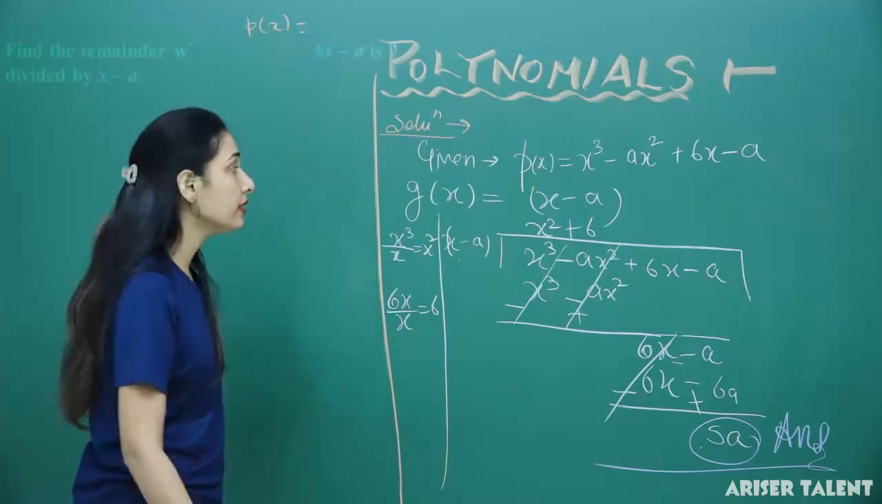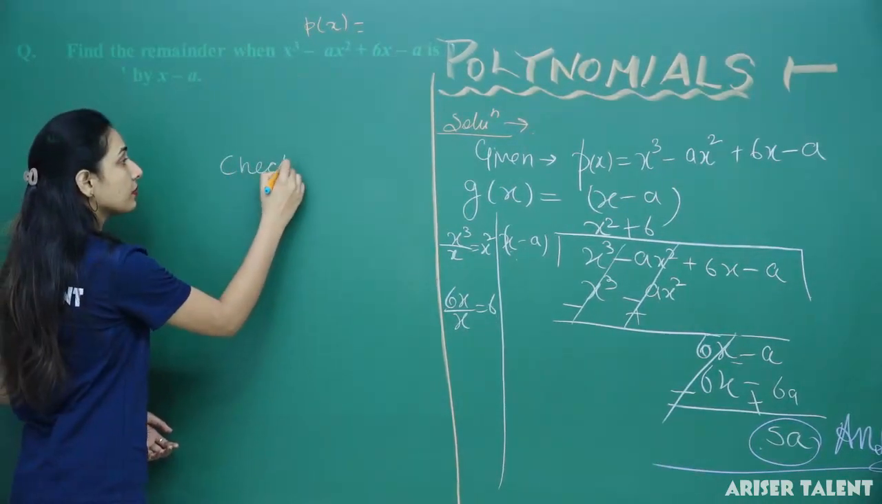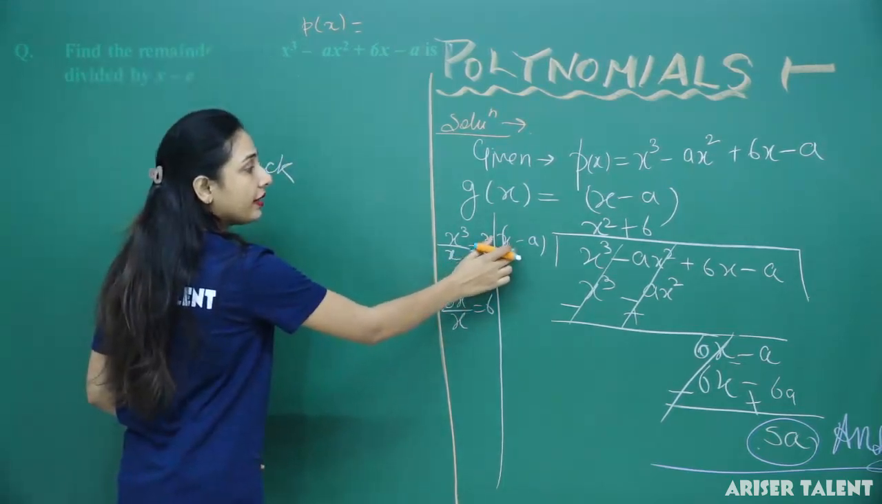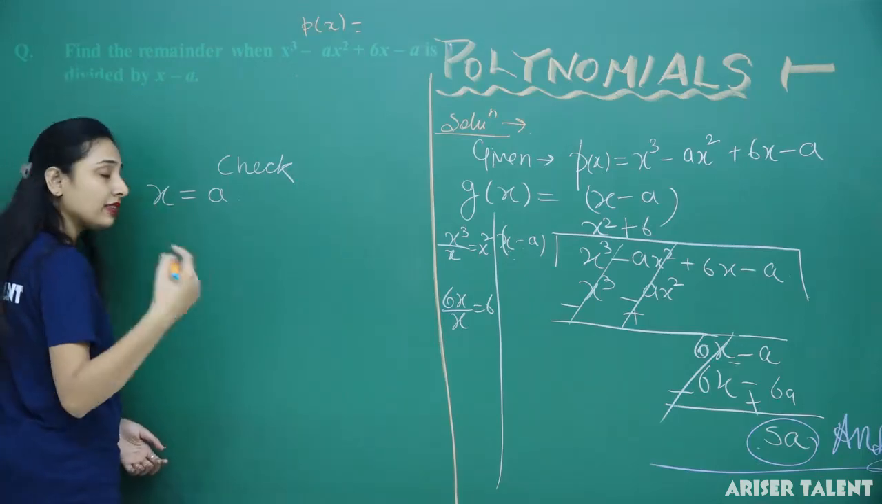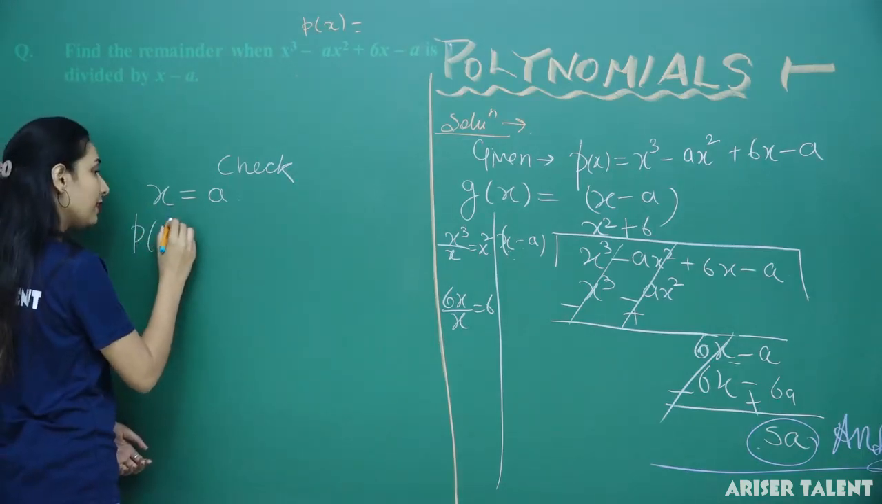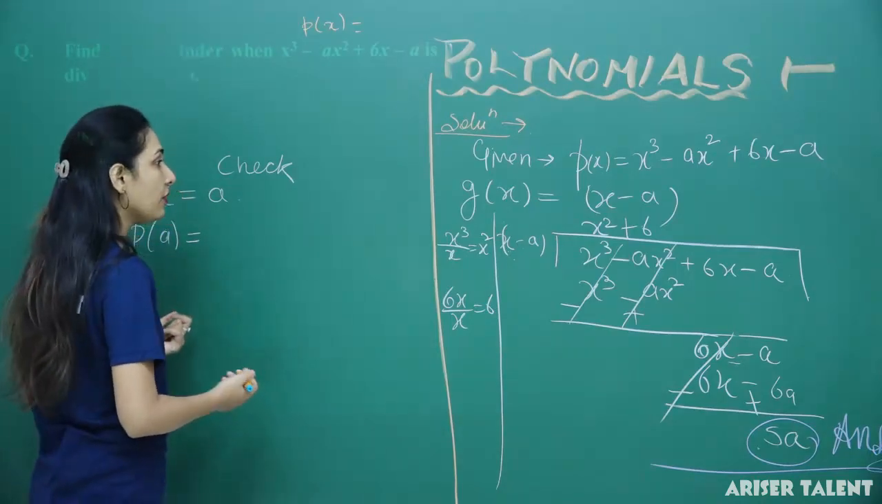How can you check this? You can check this here also. If x minus a is the divisor, then x equals a. Now, at x equals a, p(a) should be 5a. Let us check whether it is 5a or not.